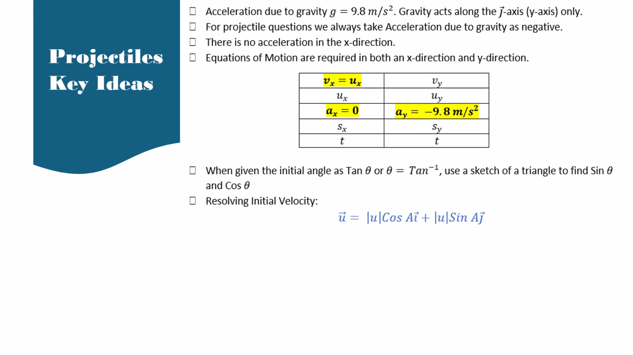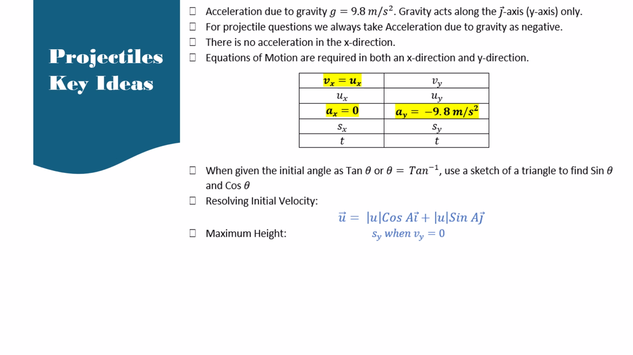So resolving initial velocity, we get u, our initial velocity, is going to be u in the straight lines, which effectively is the magnitude of the initial velocity, which is the speed. It's the initial speed, cos of the angle i, plus the speed times sine of the angle j. That's always going to be the case. Get really, really good at resolving for your initial velocity.